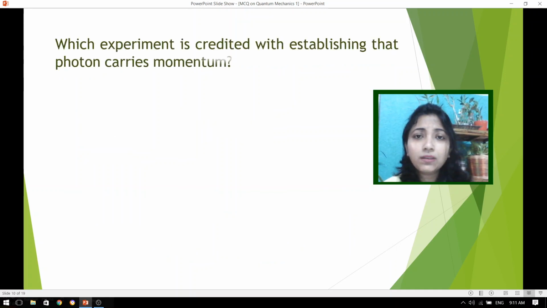Moving forward, which experiment is credited with establishing that photon carries momentum?